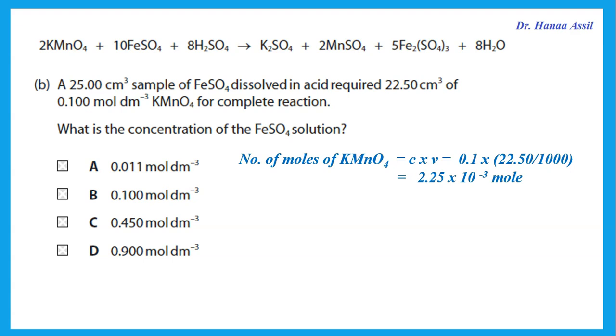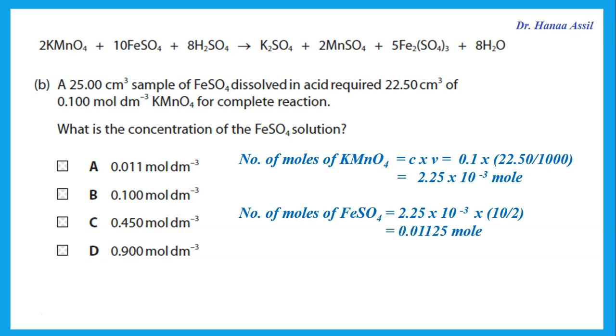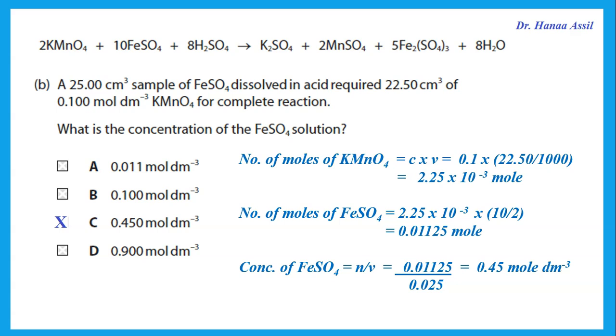So this is the number of moles of KMnO4. And then I go to the equation and I relate it with the FeSO4. You can see from the equation that 2 moles of KMnO4 require 10 moles of FeSO4, and that means that the number of moles of FeSO4 is 5 times the number of moles of the potassium permanganate, so that's it. And then we're asked for what? Concentration. Concentration is number of moles over the volume. Divide that number of moles by the volume in decimeter cubed, and this gives you the concentration.